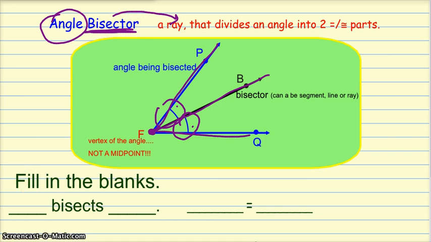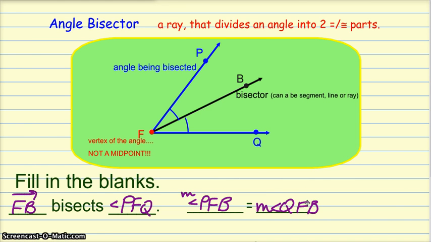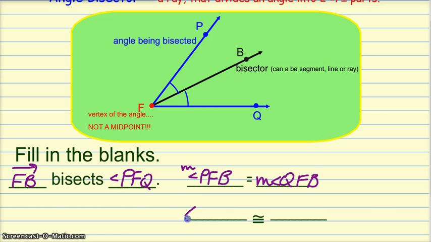Let me get all my markings out of the way here. That black bisector starts at F and goes towards B. Ray FB bisects angle PFQ. Just describe what's happening. I could say that the measure of angle PFB is equal, and we'll talk about that in class, to the measure of angle QFB, the measure of the other. Or I can say that those 2 things are congruent, that this physical angle is equal to this physical angle.